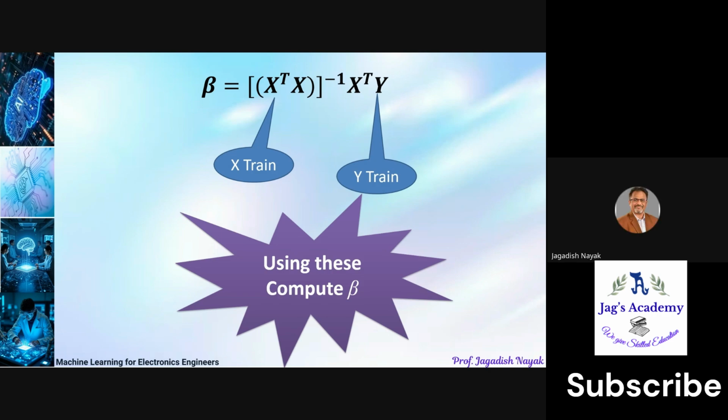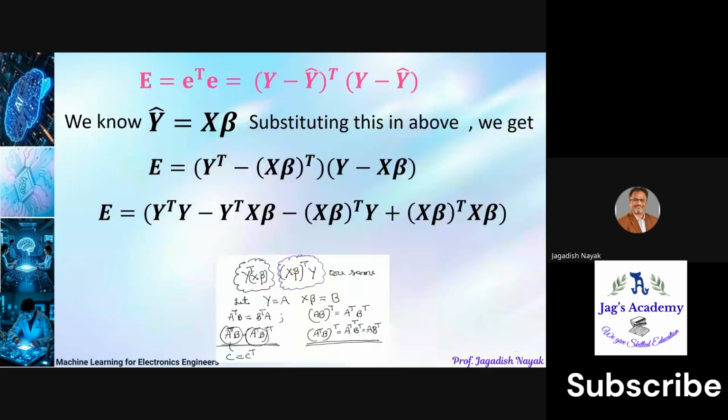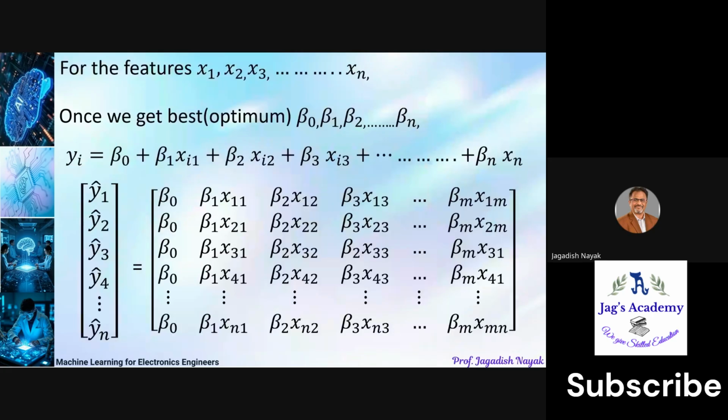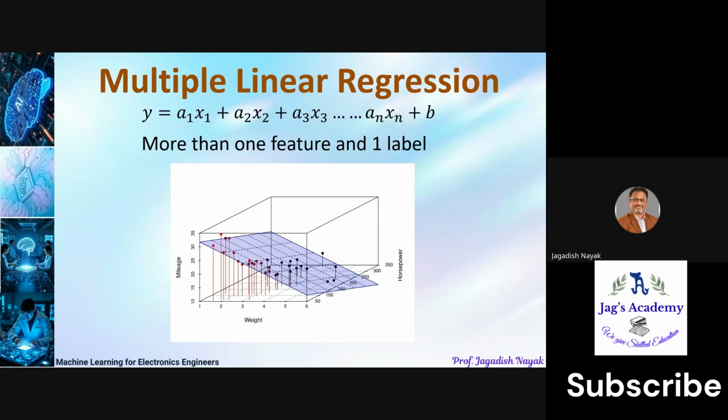So in our last class, we have seen multiple linear regression, right? In multiple linear regression, we have multiple features and one target. The equation is actually having multiple features and one target. You can see the equation of this type, right? These are the equation types.